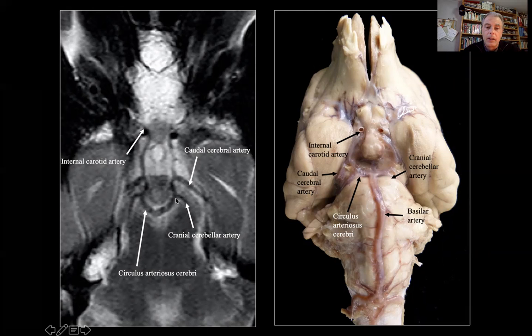The rostral cerebellar artery and the caudal cerebral artery. These are these ones here. The rostral cerebellar, this is wrong, we shouldn't say cranial, it's rostral cerebellar and caudal cerebral artery.